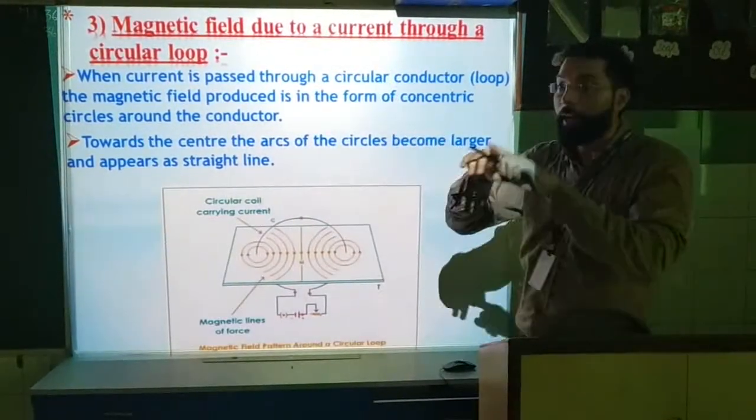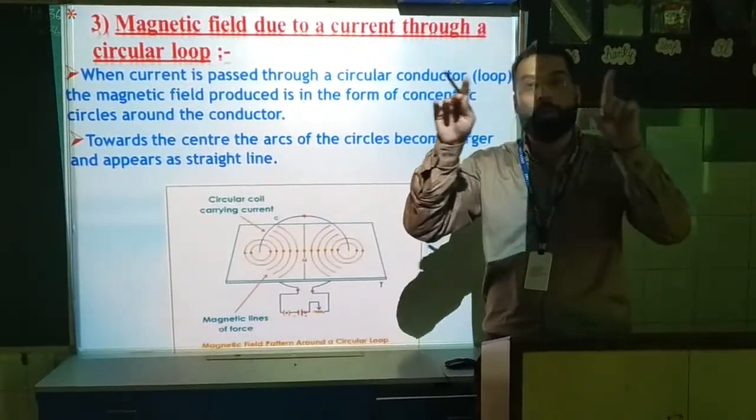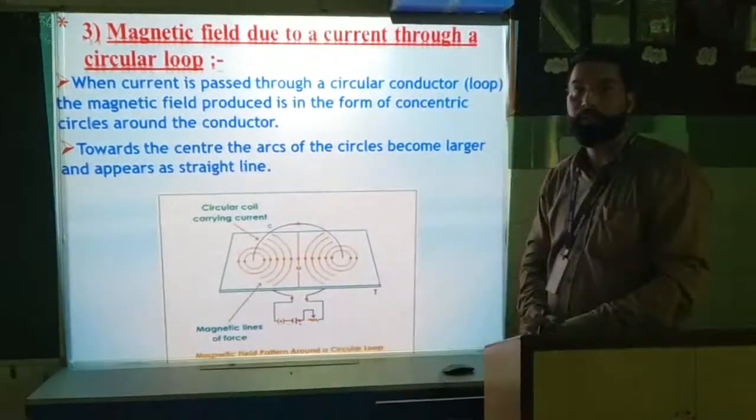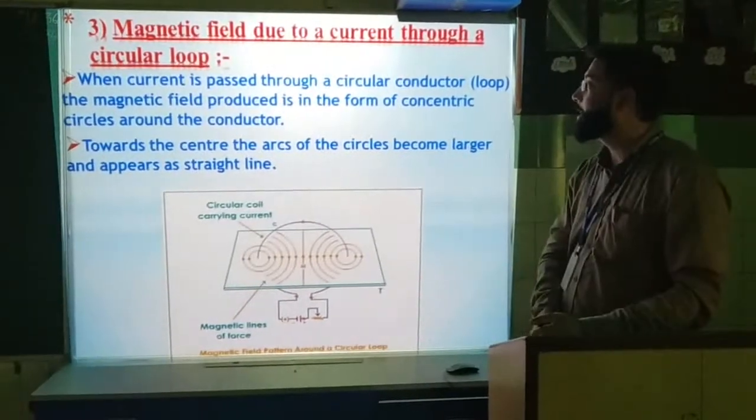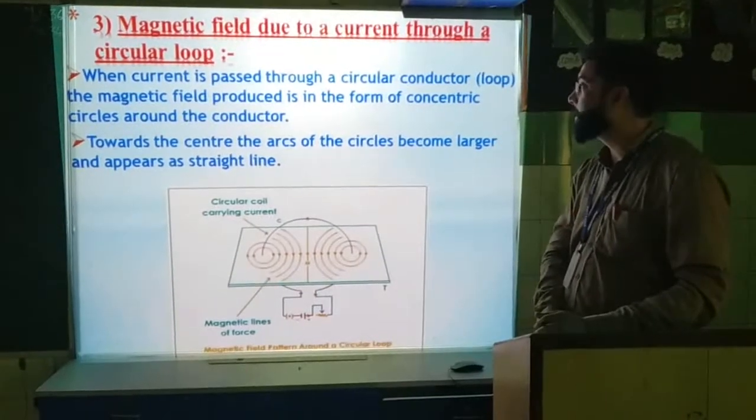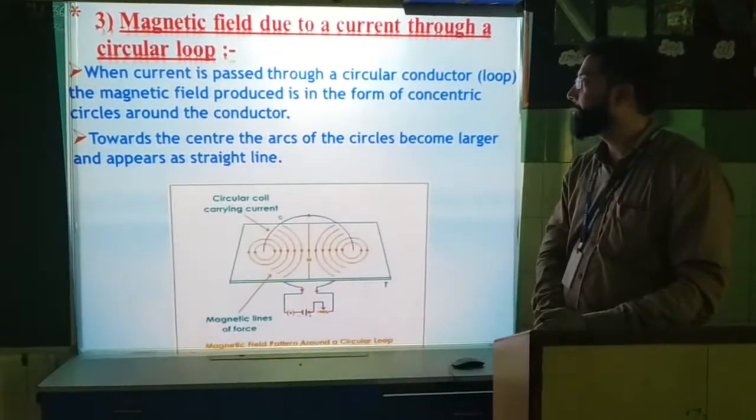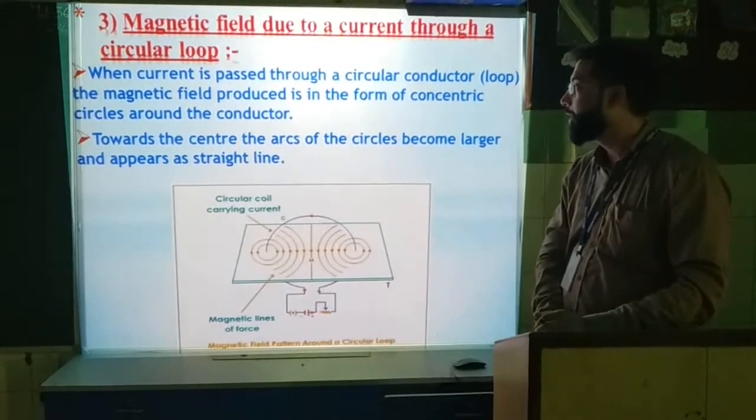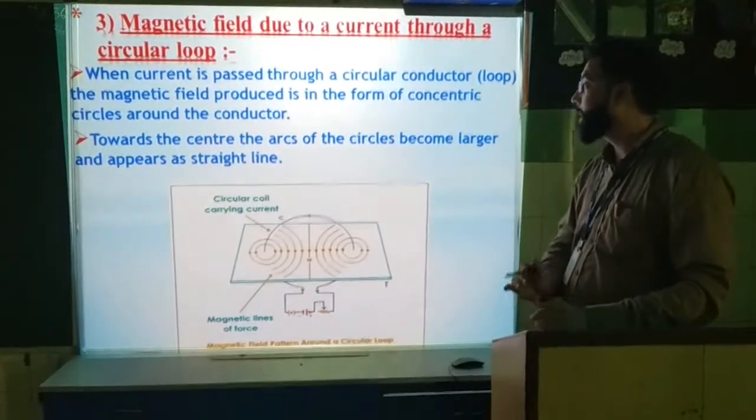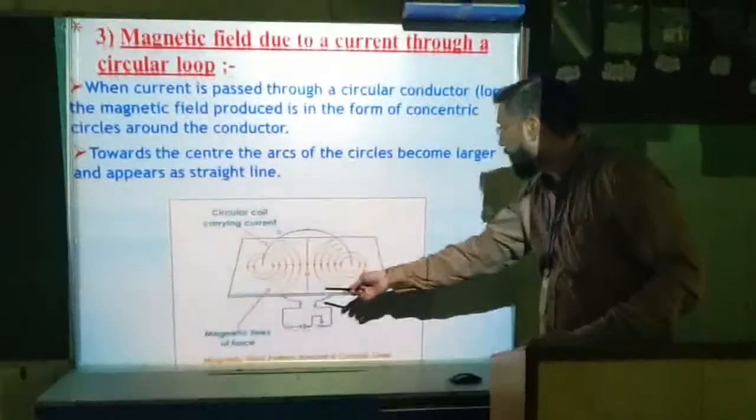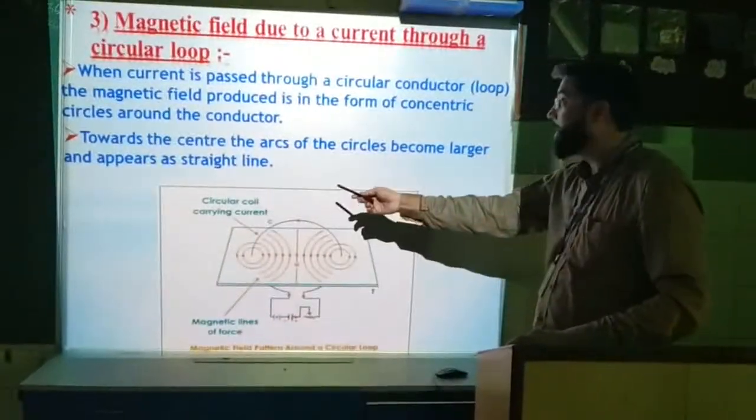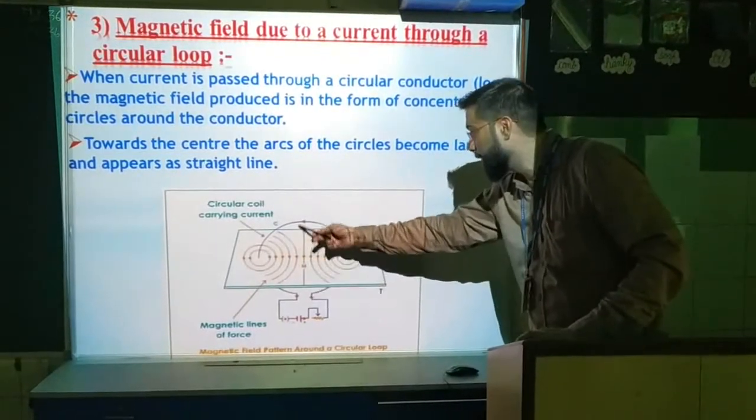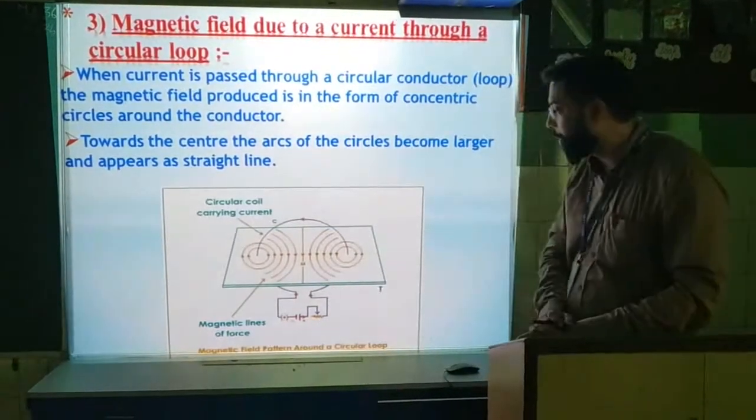Now the next topic. If a straight conductor is changed into a circular loop, then the strength of the magnetic field will increase. When a current is passed through a circular conductor or loop, the magnetic field produced is in the form of concentric circles around the conductor. Towards the center, the circles become larger and appear as straight lines. It means at the center, the magnetic field lines are uniform.